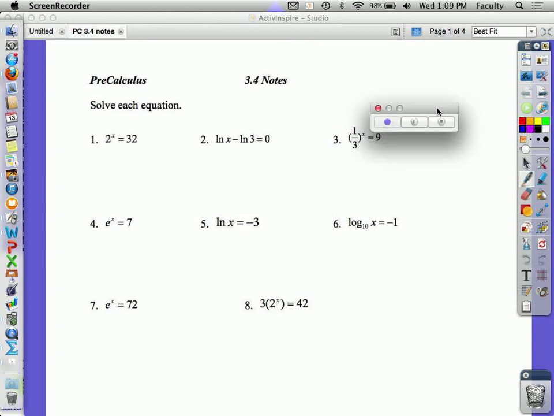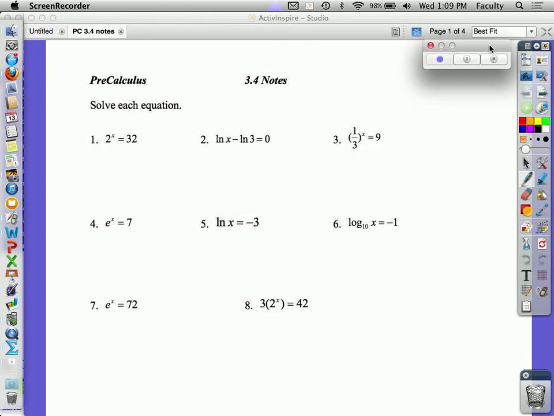Okay, so let's look at number 1 together. It says we're going to solve each equation, and I have 2 to the x equals 32. So when you look at this, what are you thinking? Is there anything that jumps out at you? Like, what do you know?